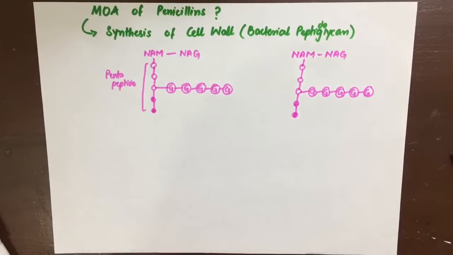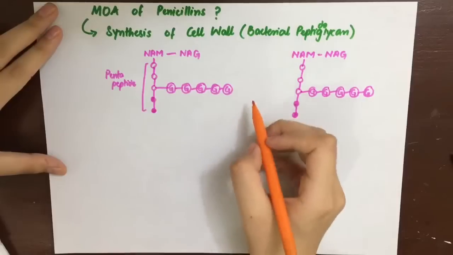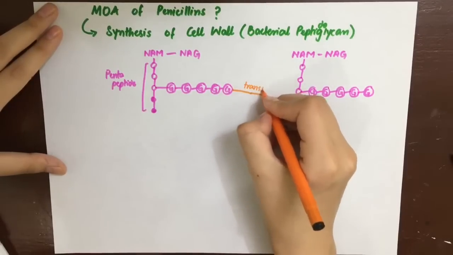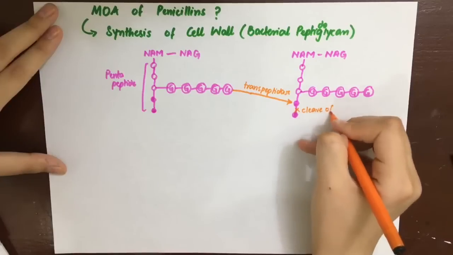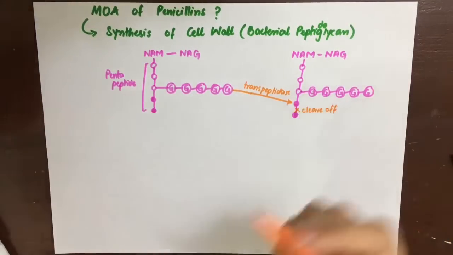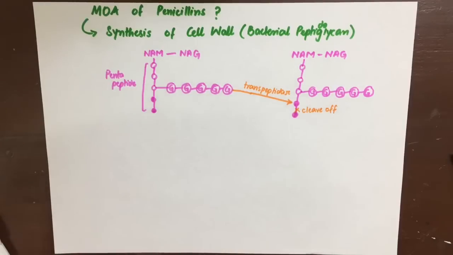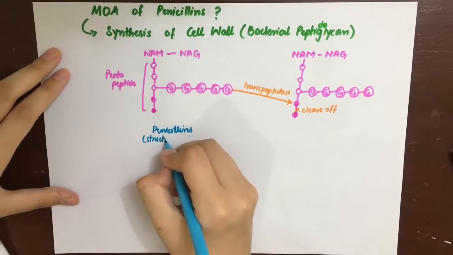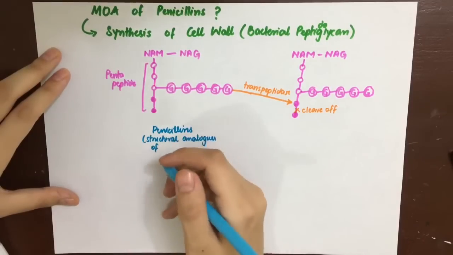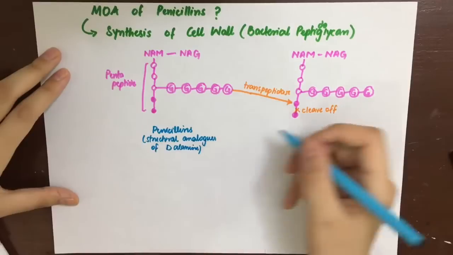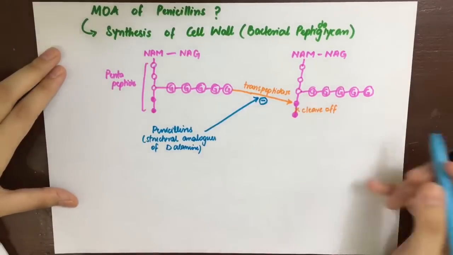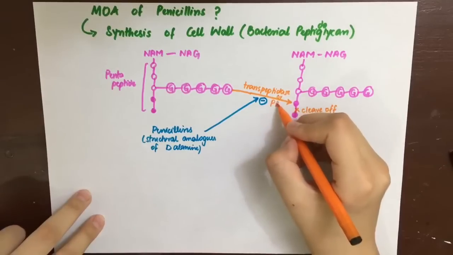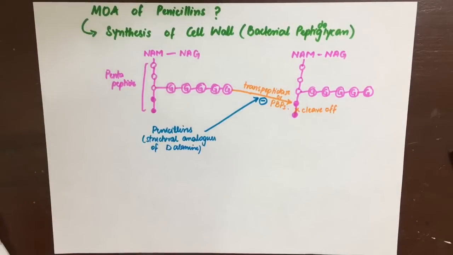amino acid of another N-acetylmuramic acid, while this reaction or this bonding has to occur in the presence of an enzyme known as transpeptidase. In this process, it also cleaves off the terminal 5 D-alanine amino acid. Now, when we said that penicillins were cell wall synthesis inhibitors, we actually meant that penicillins or beta-lactams have a structural similarity, or we should say they are structural analogues of D-alanine, and that's why they are able to inhibit the transpeptidase enzyme, inhibit this bonding, and thus diminish cell wall synthesis altogether.